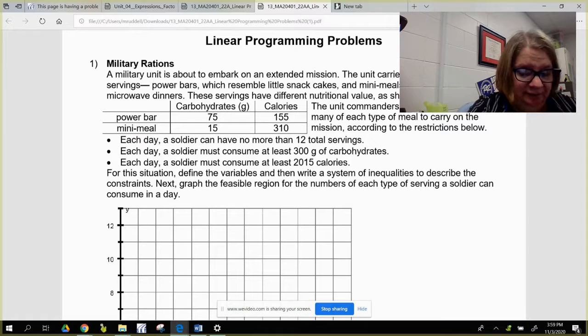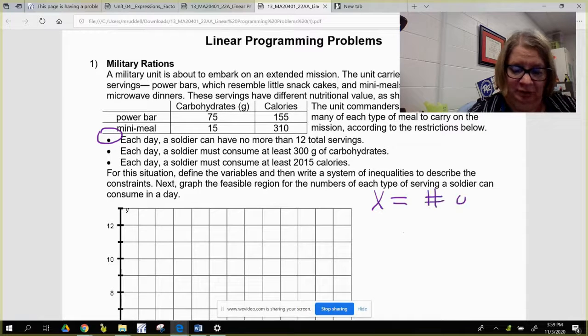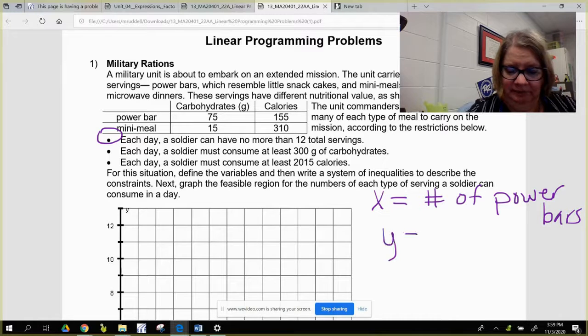So let's look at this first bullet. These are called constraints. It's kind of like guidelines or restrictions or rules that you have to follow in this situation. So the first bullet says each day a soldier can have no more than 12 total servings. Let's let X equal the number of power bars and Y equal the number of mini meals.